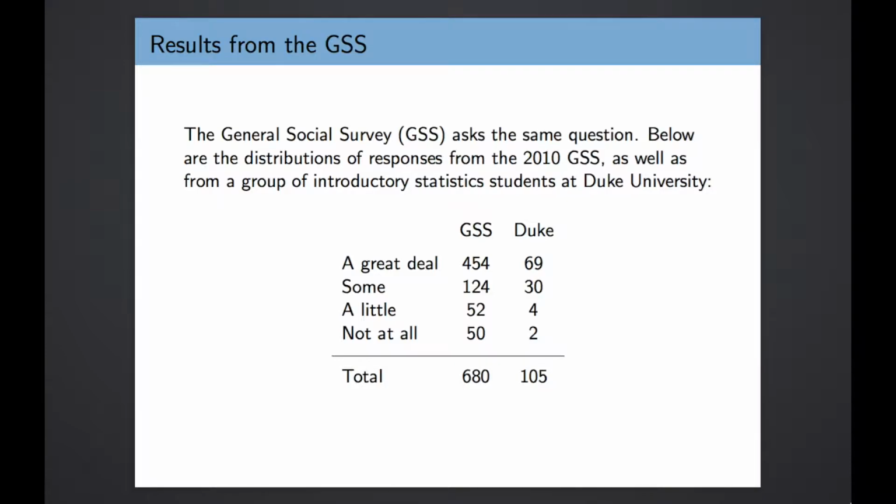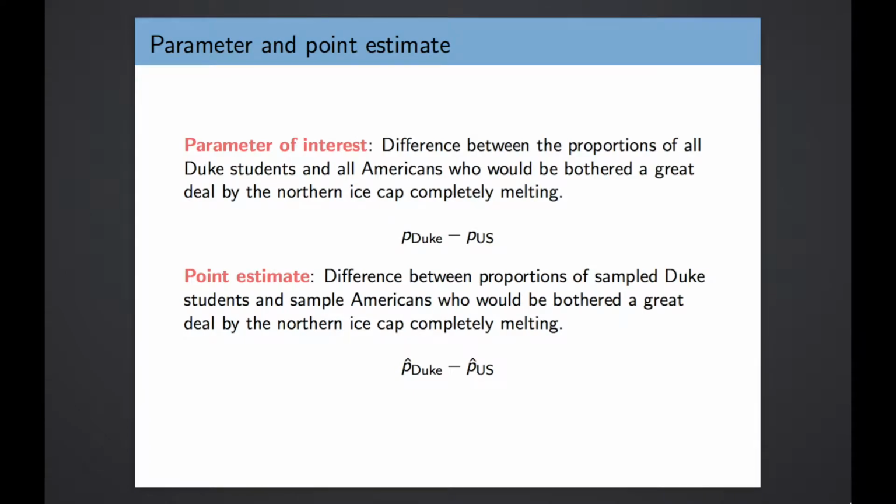There are a couple of different ways that a respondent can answer this question. They can say that they'd be a great deal concerned, some concerned, a little concerned, or not at all concerned about the ice cap. We are going to focus on just one of those categories of responses, which is people saying that they would be concerned a great deal by the northern ice cap completely melting. So the question that we're interested in is whether the proportion of people who would be bothered a great deal by the ice cap melting is different in the general population and the population of Duke students.